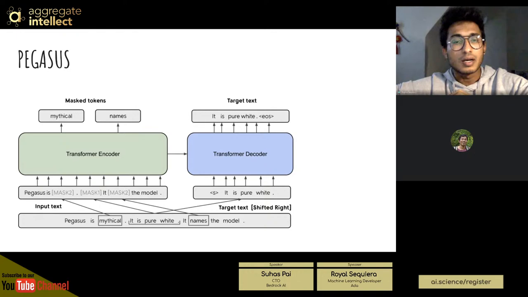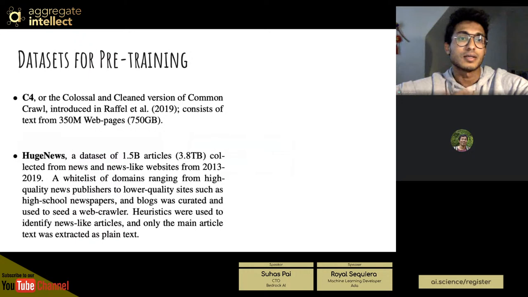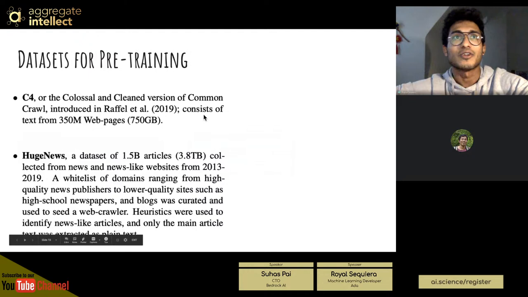So here are some of the data sets that are used for pre-training Pegasus. There are two data sets: C4 and Huge News. C4 is a colossal and clean version of Common Crawl, so this mostly represents data from the internet. It's crawl data, whereas Huge News is mostly news and news-like websites. And you can see it's already a huge amount of data that goes into pre-training this model.